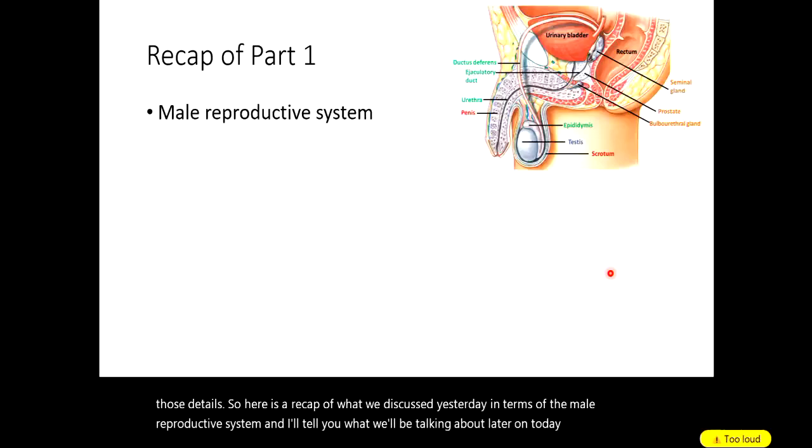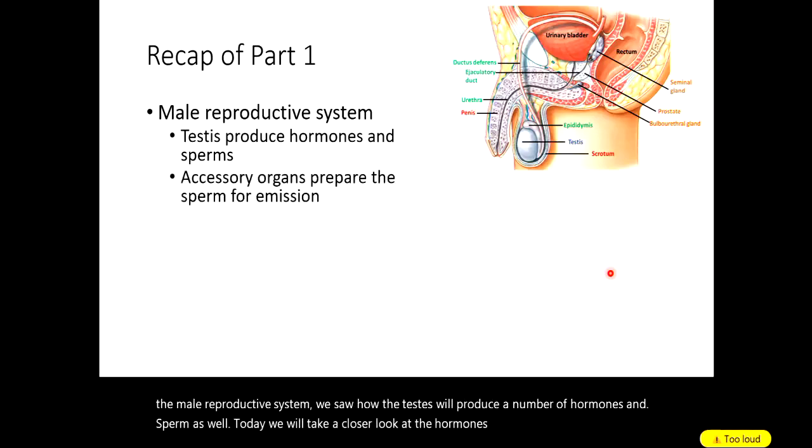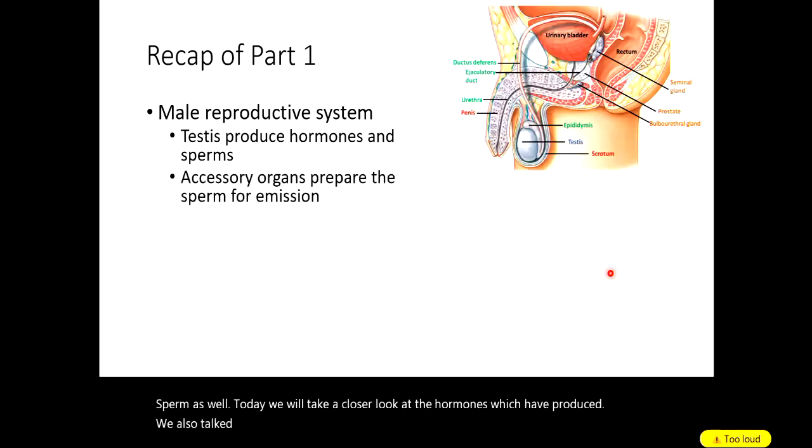So in terms of the male reproductive system, we saw how the testes will produce a number of hormones and sperm as well. Today we'll take a closer look at the hormones which are produced. We also talked about the accessory organs which will prepare the sperm for emission.